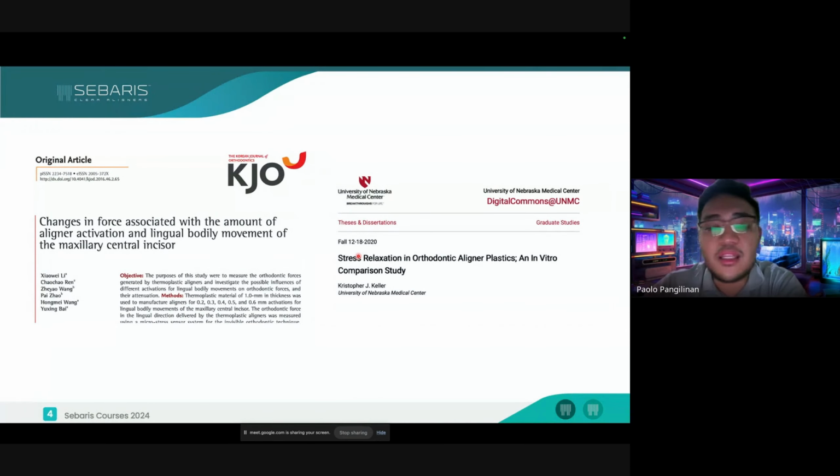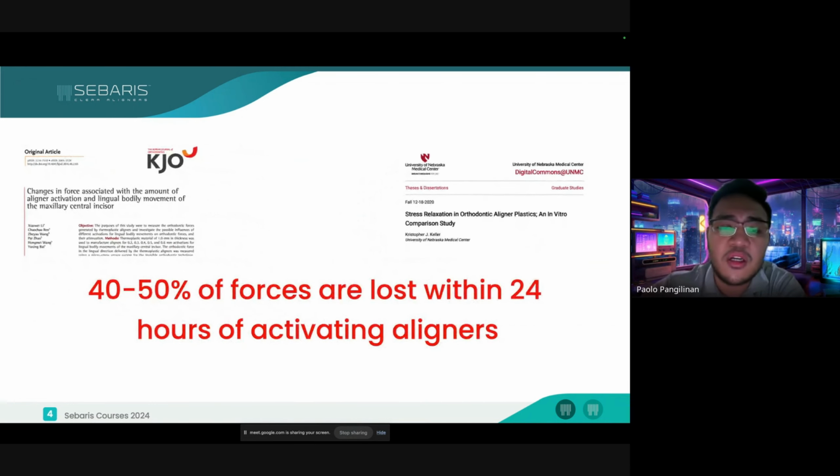Now, here's a study that explains why, after my simulation, I still get this posterior open bite. How come the intrusion is insufficient, even if on the simulation it's actually correct? Just to summarize these two journals, they concluded that 40 to 50% of the forces are lost within 24 hours of activating your aligners. So if you're planning an intrusion of 1.5 millimeters, you're only getting around 0.75 in total. Meaning I have to increase the number of steps to make sure that I get 1.5.